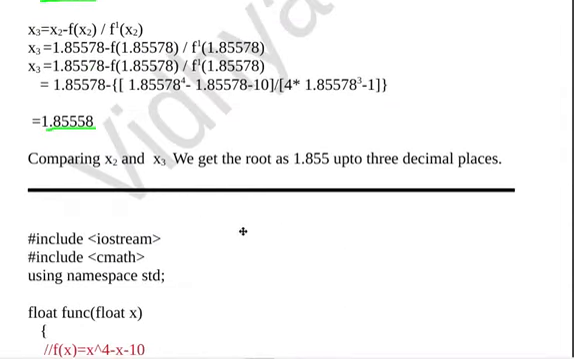Hope you understand the problem. Now let's move on to the program.